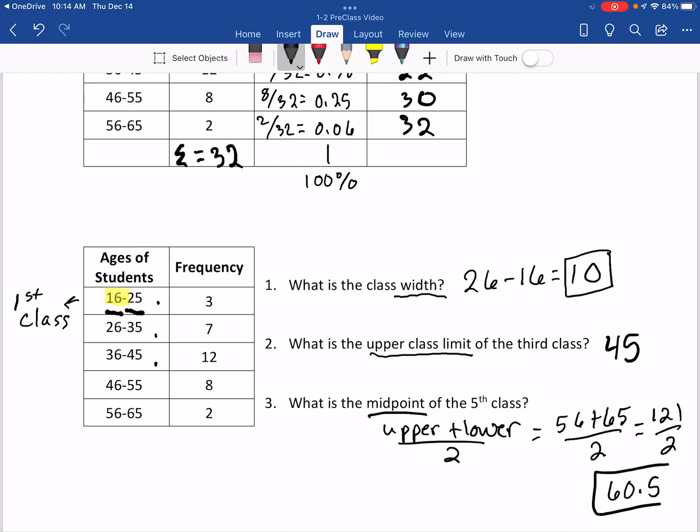60.5. Good. And so we use that midpoint in some of the calculations that we'll do later. So we just want to show you how to find that. Okay, that's it. All right.